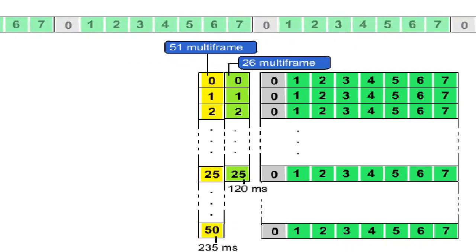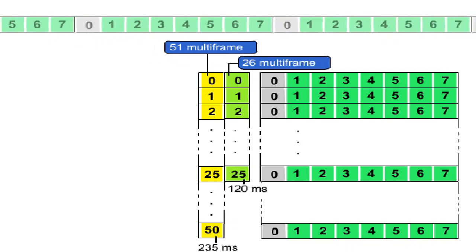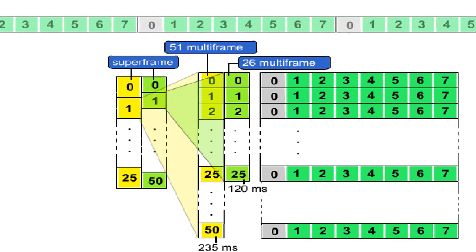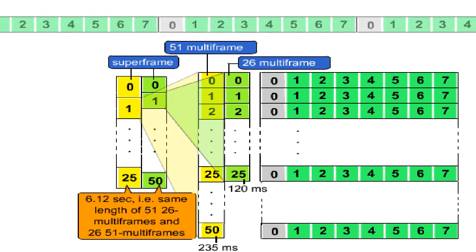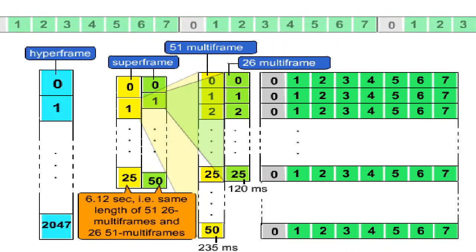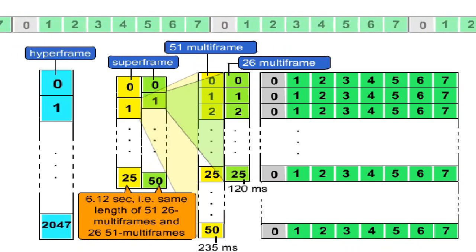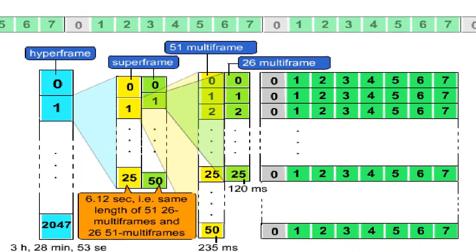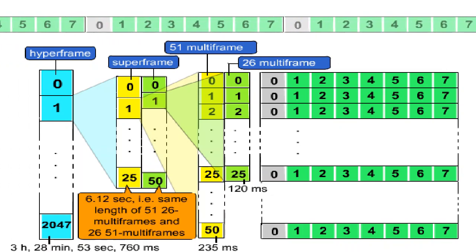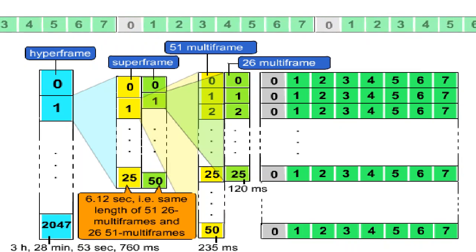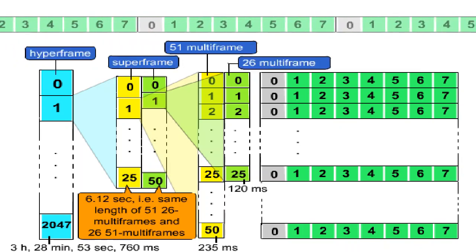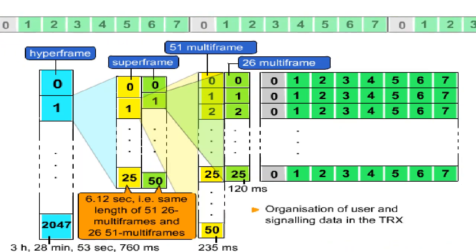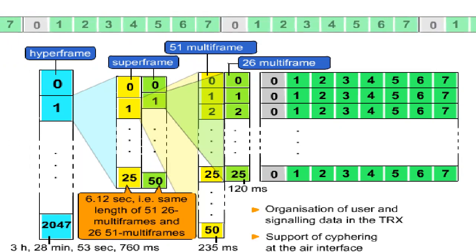26 of these long 51 multiframes, or 51 of the short 26 multiframes, form a superframe, which is 6.12 seconds. The largest transmission unit defined is the hyperframe, which contains 2,048 superframes and is 3 hours, 28 minutes, 53 seconds and 760 milliseconds long. TDMA frames, multiframes, superframes and the hyperframe can be considered as counters to organize user and signaling information within the TRX and to support ciphering at the air interface.